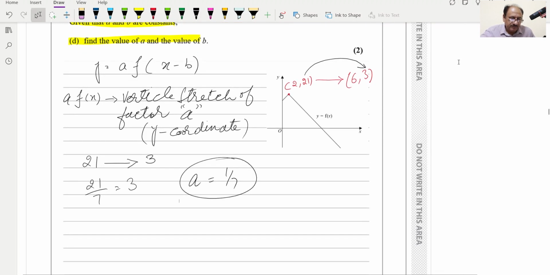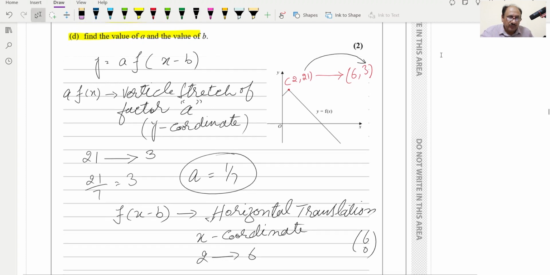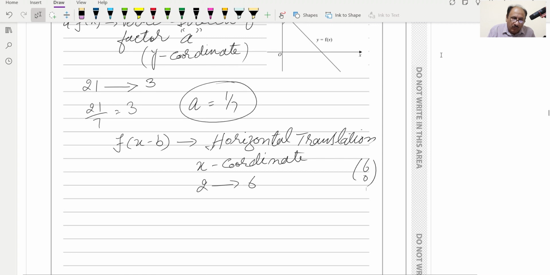Now f of x minus b, for this portion, f of x minus b is what type of transformation? This is horizontal translation, and the x coordinate will be shifting. So this will be x coordinate, and the x coordinate is shifting, 2 is shifting to 6, and this is basically what? This is transformation 6 and 0. So we can say that it is 4 units right.